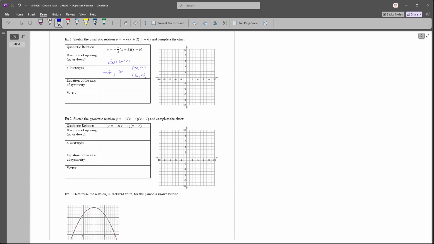So we can actually put those on our graph right now. So negative 2, 0, and 6, 0. Alrighty. What is the axis of symmetry?